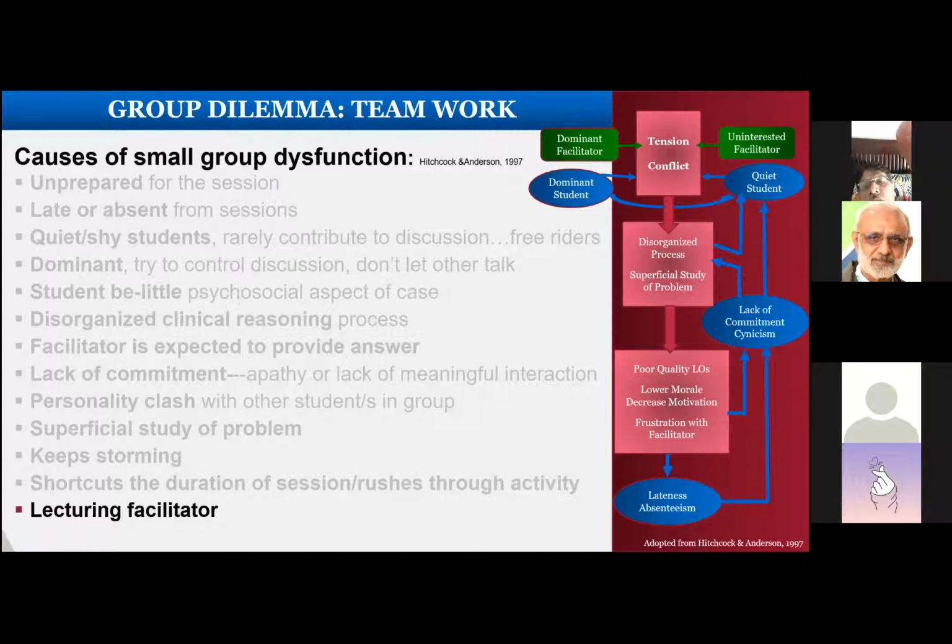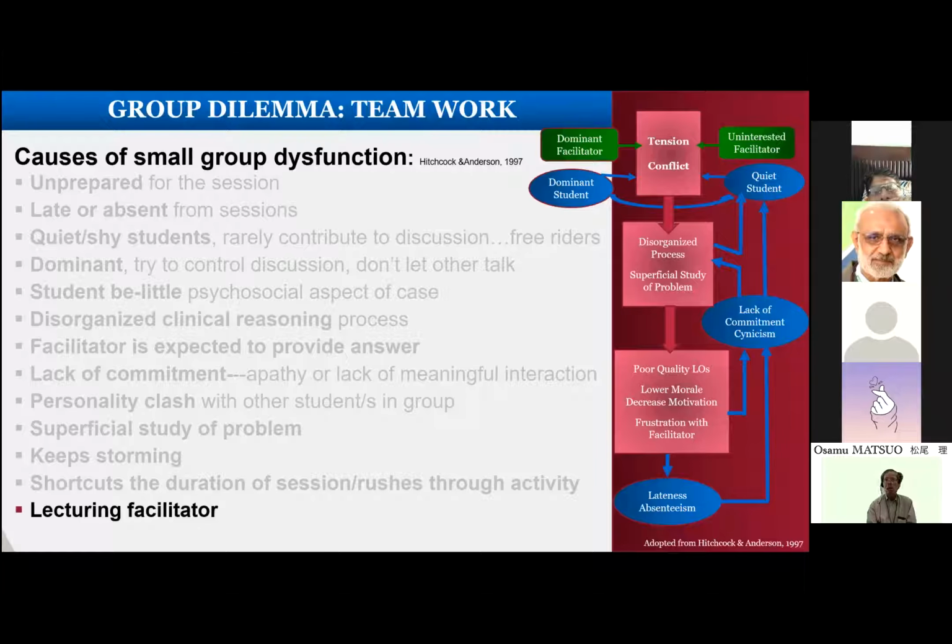And the worst of all is the lecturing facilitator. The facilitator actually disrupts the whole of the group teamwork by giving a lecture to the students about the learning issues and all that.